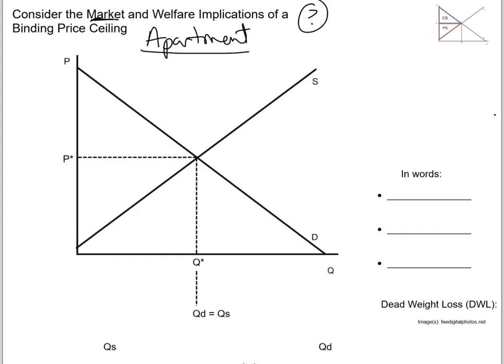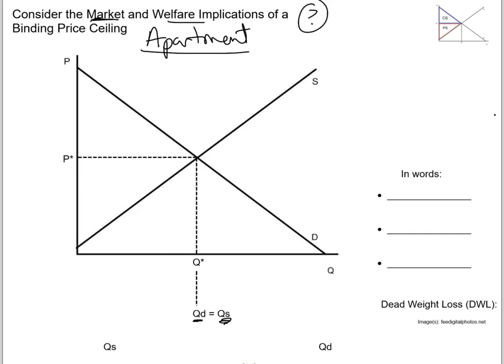So we've got, in this market for apartments, equilibrium at P star, Q star. Remember the equilibrium condition: P star represents the value of the price such that the amount that consumers want to buy, as shown by the demand curve, is equal to the amount that sellers want to put out into the market, as shown by the supply curve. Let's just start out here with the P star and Q star, and we'll do the welfare implications second.